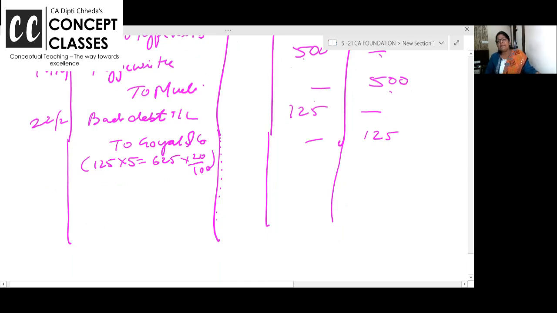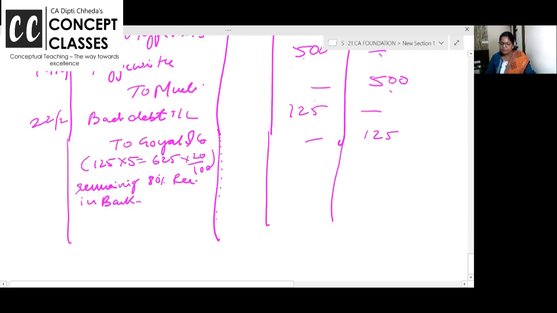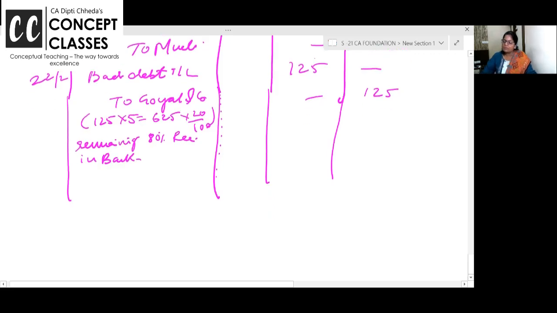Ma'am, remaining 80% he has paid, no. So that will come in the bank account. If you want, write down: remaining 80% received in bank. So it will not come here. Okay, 24th is very beautiful.